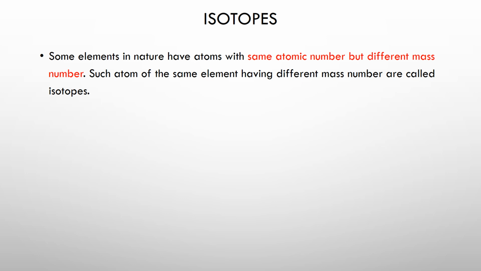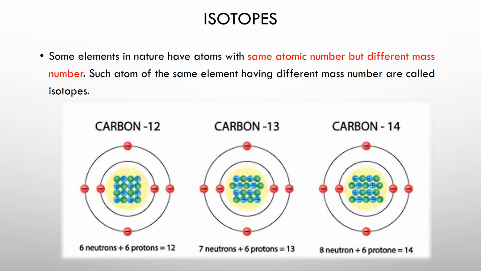What does that mean? Let's take an example. Carbon. Okay, so we have carbon 12, carbon 13 and carbon 14. Carbon 12, carbon 13 and carbon 14 are said to be the isotopes of carbon. Why are they called isotopes? Let's look at what is written down. Carbon 12 means that it has 6 neutrons and 6 protons. Carbon 13 has 7 neutrons and 6 protons. Carbon 14 has 8 neutrons and 6 protons.